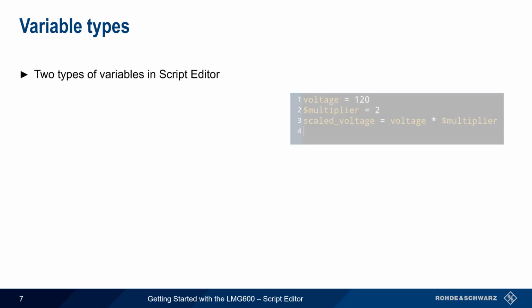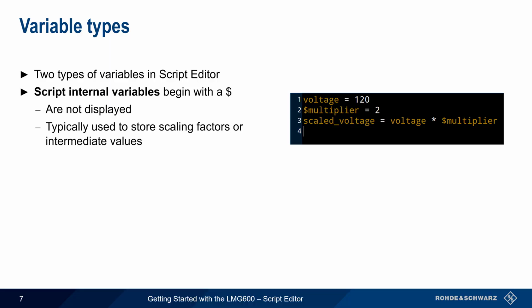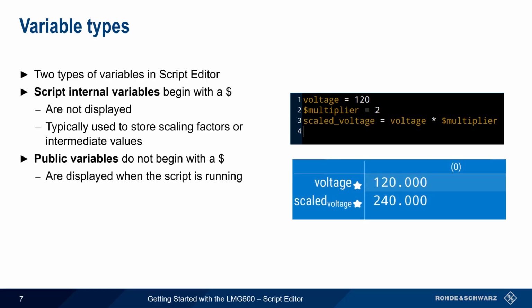Two types of variables are used in Script Editor. The first type is script internal variables, which begin with a $ sign. As the name implies, these values are not displayed, and are typically used for storing scaling factors or intermediate values. Public variables, on the other hand, do not begin with a $ sign, and these are displayed in the Script GUI when the script is running. Public variables can also be used in custom menus.